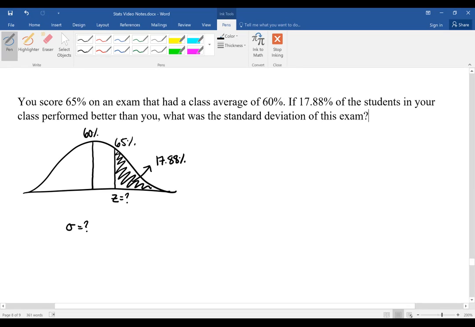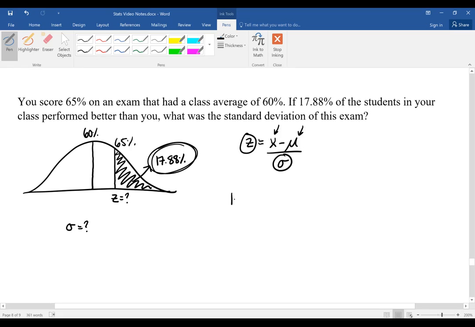I scored 65%, and what I know is that 17.88% of all the students in the class scored better than me, so they were above me in the bell curve. What I don't know is what z-score this happens at. I also don't know what the standard deviation is, and that's what I'm trying to find. So if I look at my formula, I have a particular x value, I have a mean, but I'm missing a z-score and I'm missing a standard deviation. In order to find a z-score, I need to use my z-score table again, and I want to use the percentage.